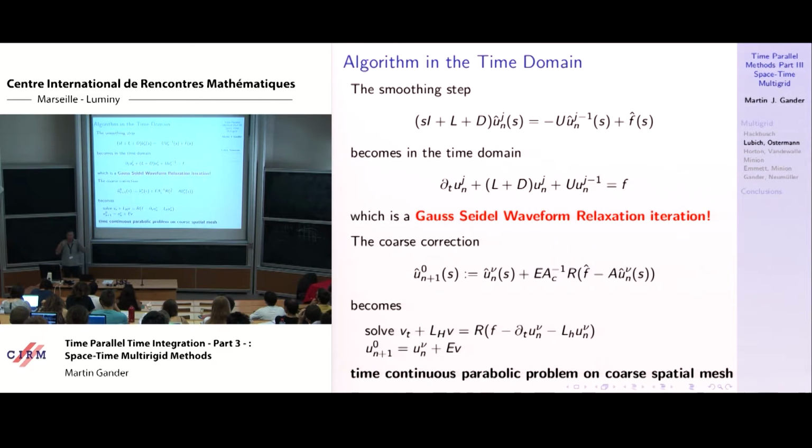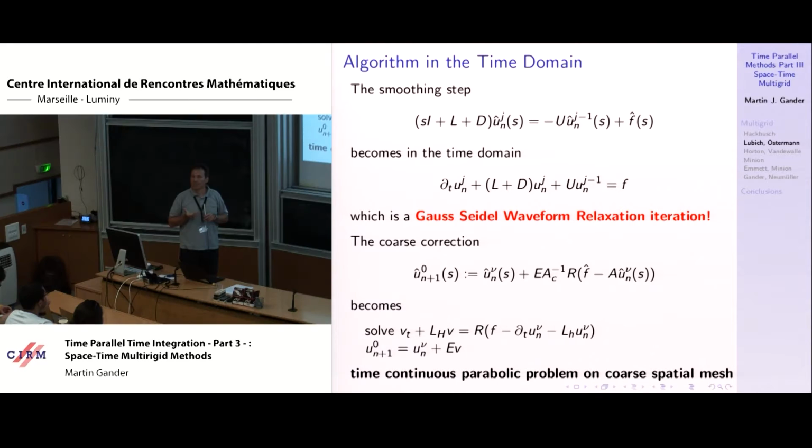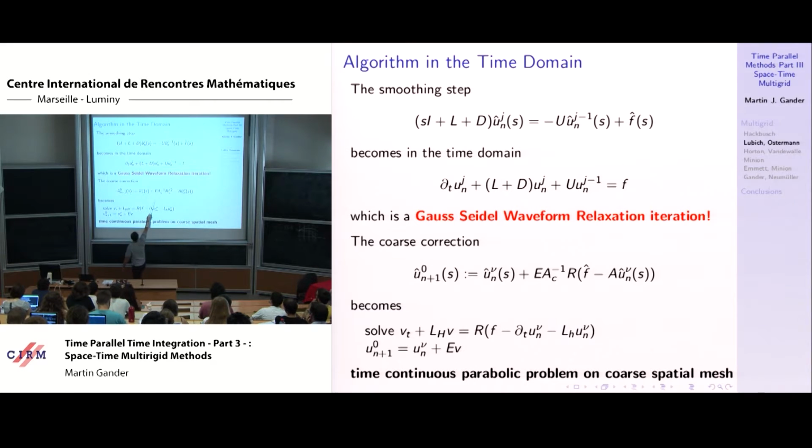Now we try to reinterpret what that means if I do a back transform of Laplace, because that gives an algorithm now. So what does that mean? The Gauss-Seidel smoother that I used has an S and an L and the D on the left, and on the right it has a U. If I do a back transform, the multiplication by S becomes a time derivative again. So if you look at this iteration here, you see this is a waveform relaxation iteration.